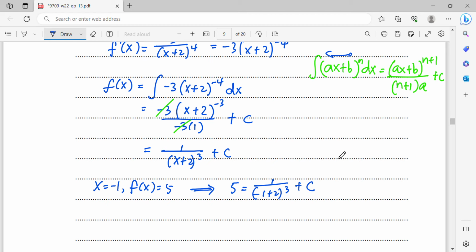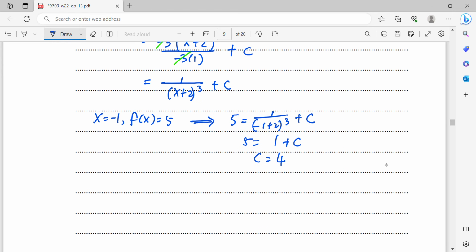So which means minus 1 plus 2 is minus 1. You cube it, it will be minus 1 as well. So this is what I'm getting now. 5 equals minus 1 plus c. Hence your c is going to be 6. Oh, wait. Okay, minus 1 plus 2 is 1. Alright, minus 1 plus 2 is 1. 1 cubed is 1. Therefore, you will be getting 4 for the c.